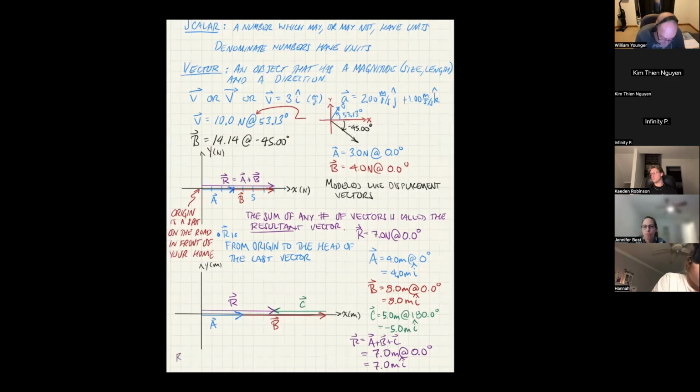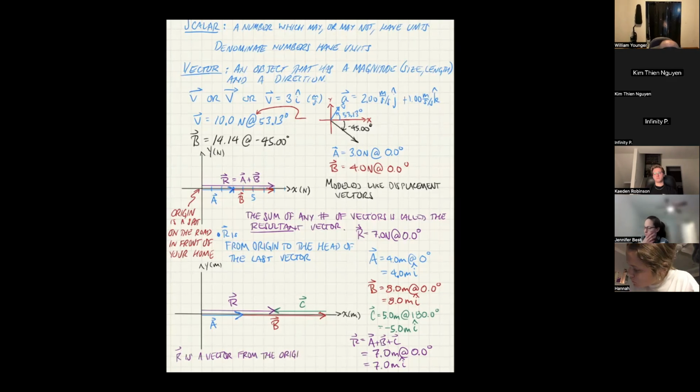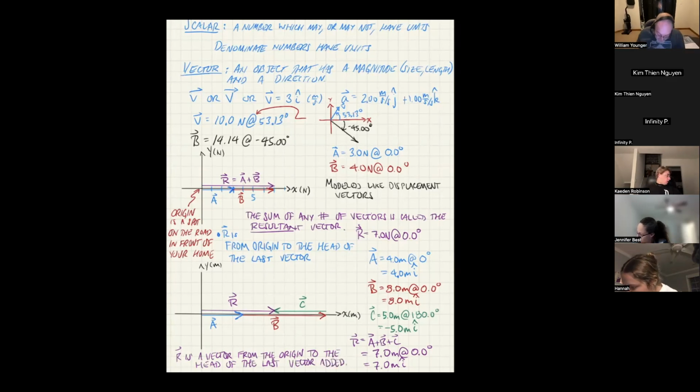R is a vector from the origin to the head of the last vector. And I'll put added here just to remind you that we are talking about addition. So that must be our rule. Now that's our rule, and I did it for one dimension, but that makes perfect sense.